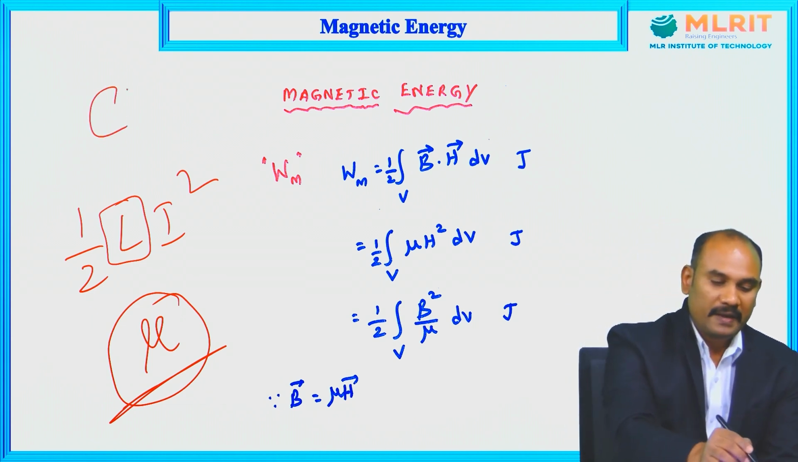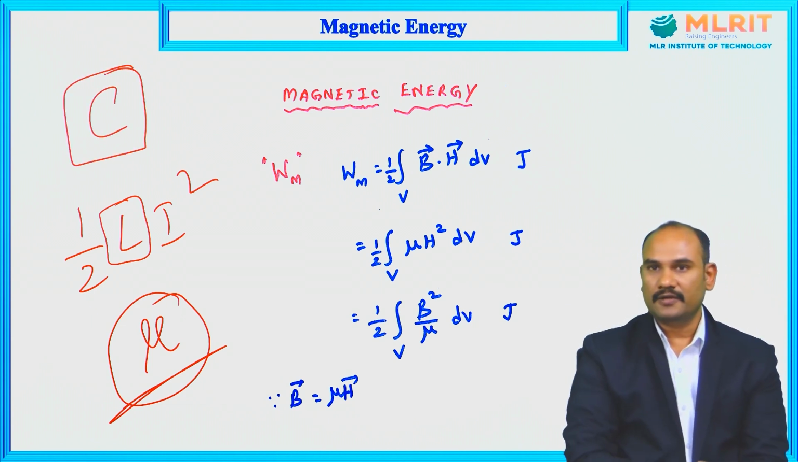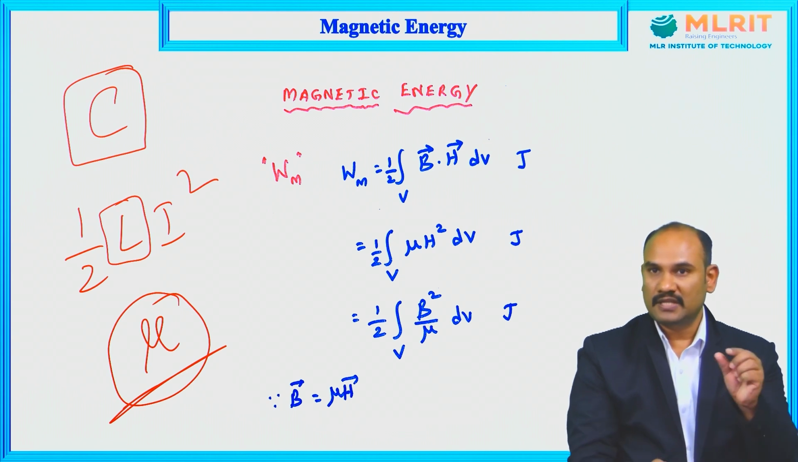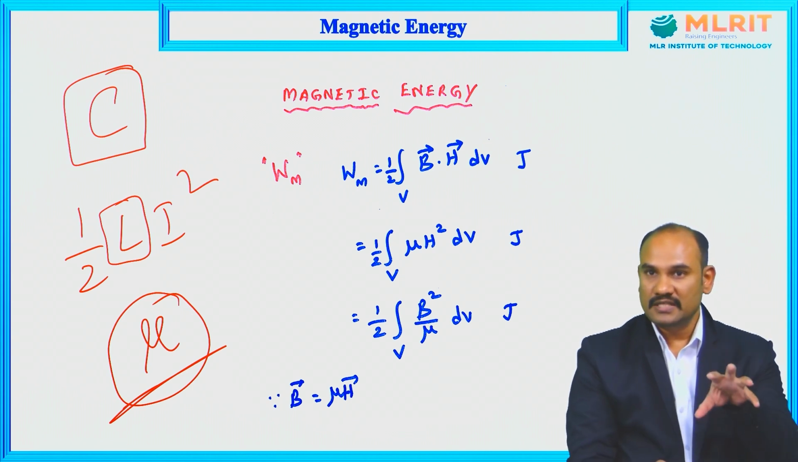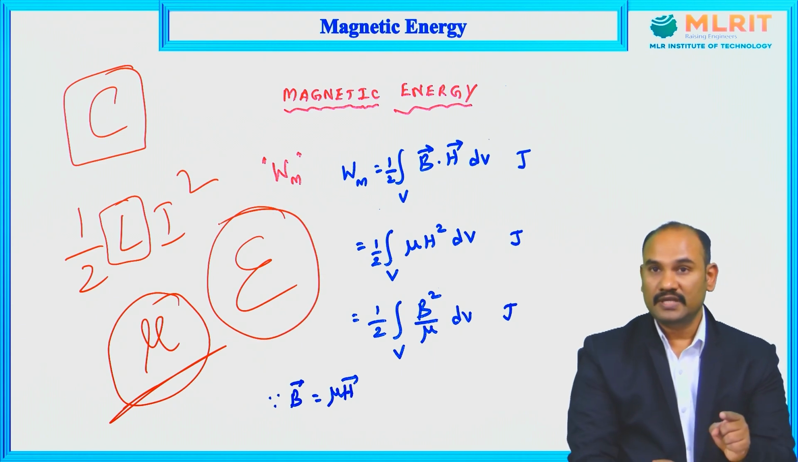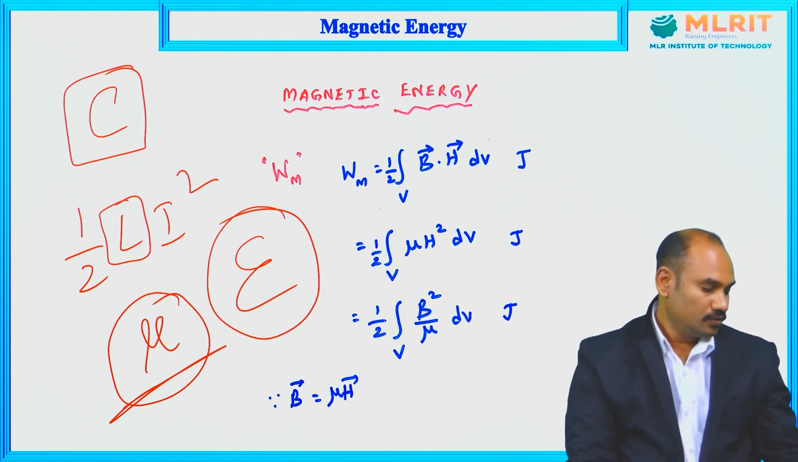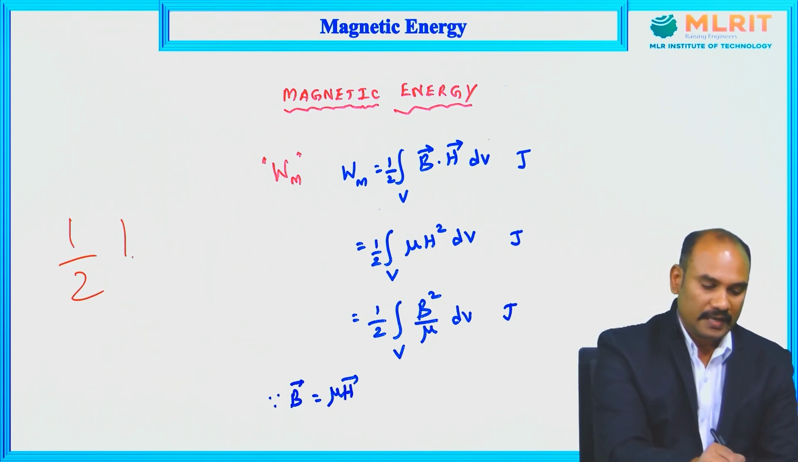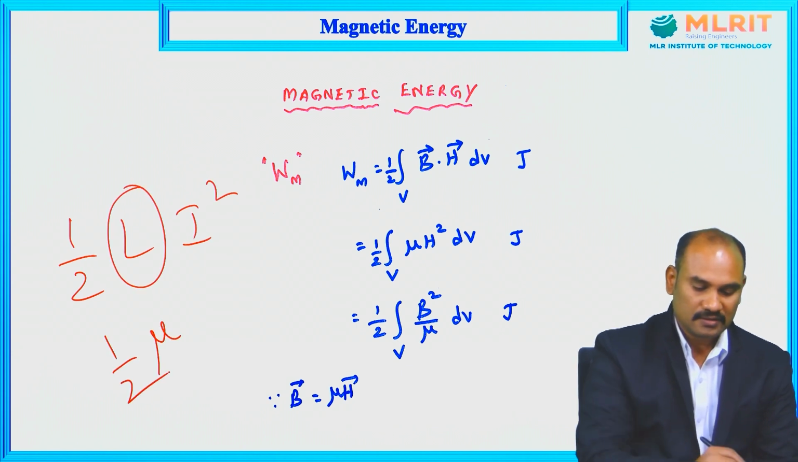You have capacitors in circuit theory. You don't have explicit capacitors in field theory, but that capacitance nature is exhibited. It correlates to epsilon. That's why we say electric permittivity. So now half LI square, in place of L you take mu, half as it is.